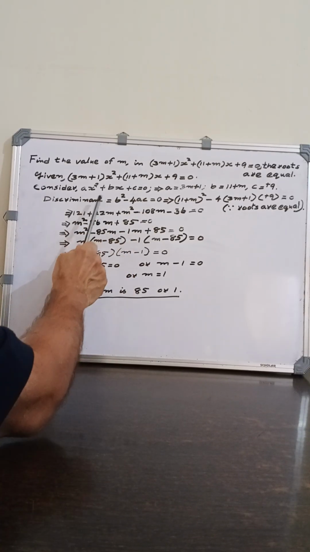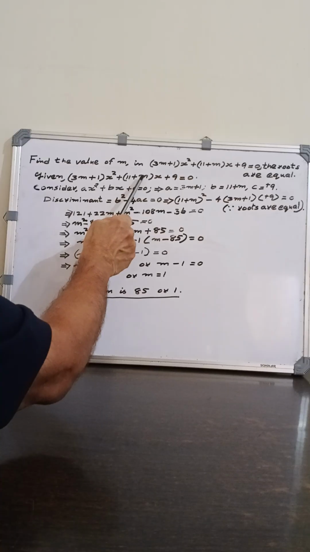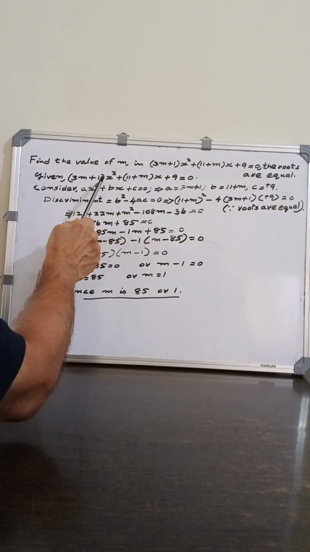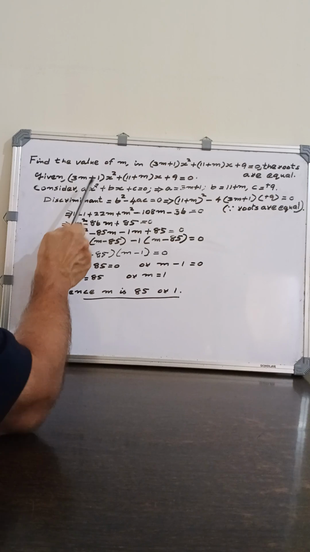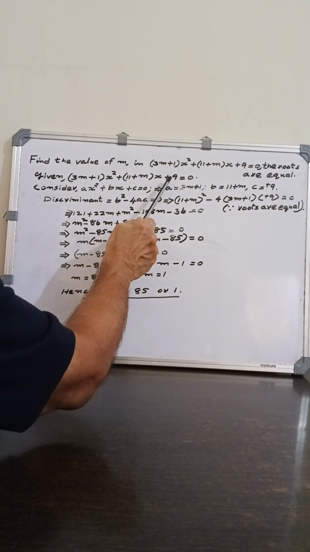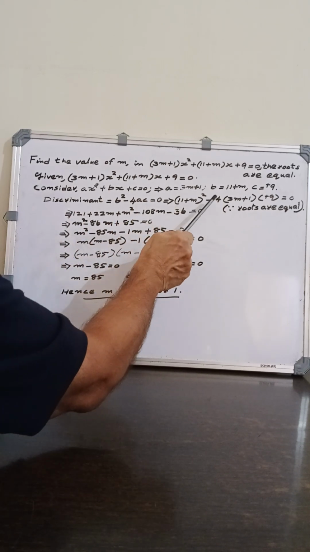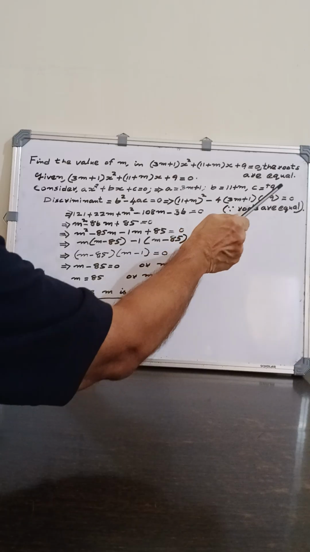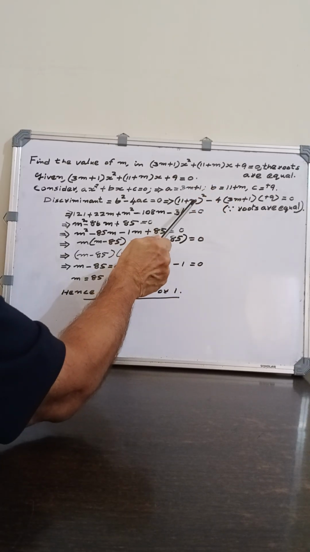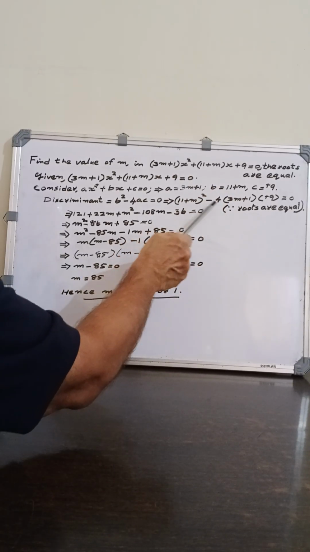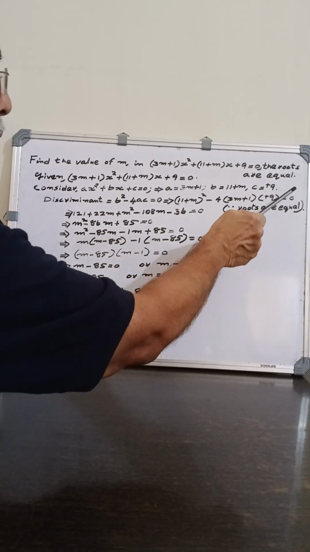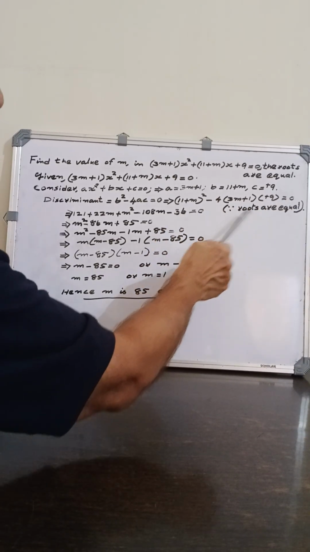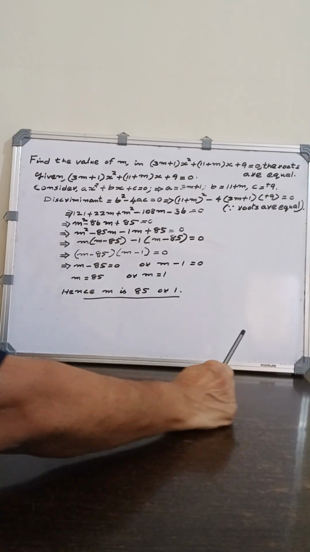Therefore, b² − 4ac = 0. In the place of b, we consider 11 + m. In the place of a, we consider 3m + 1. And in the place of c, it is positive 9. Therefore, (11 + m)² − 4(3m + 1)(9) = 0, since the roots are equal.